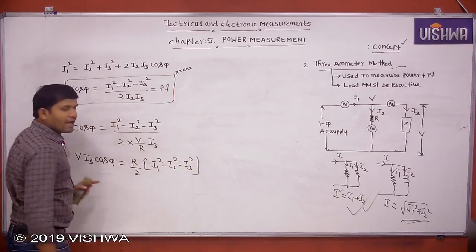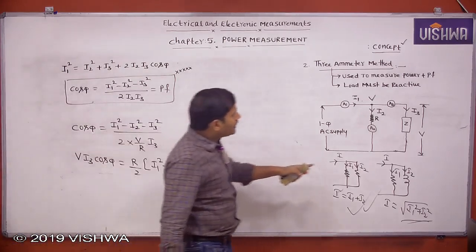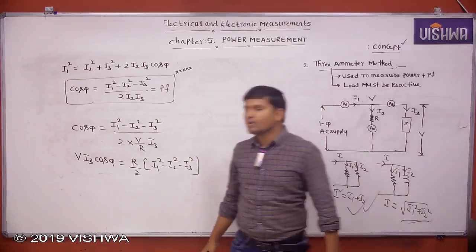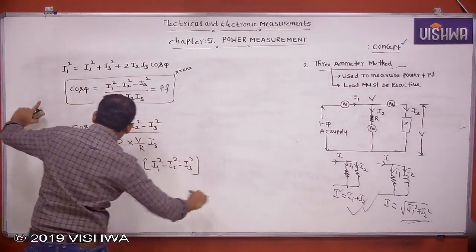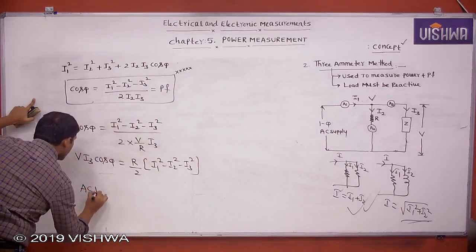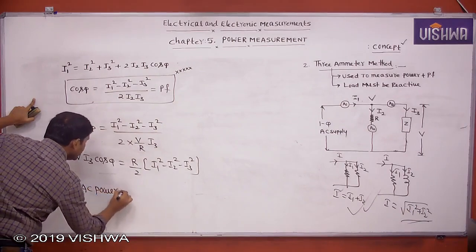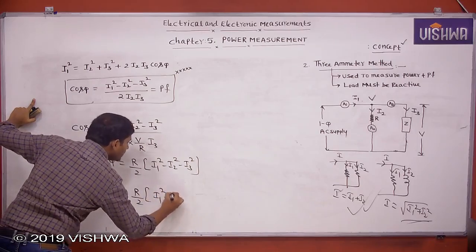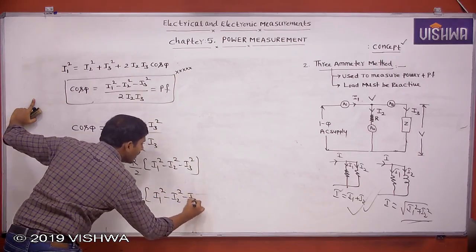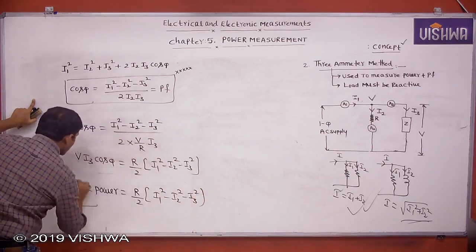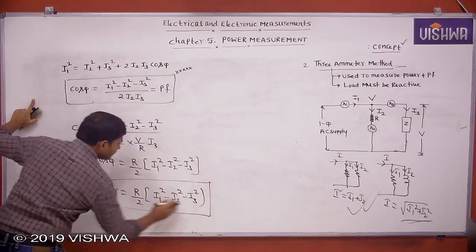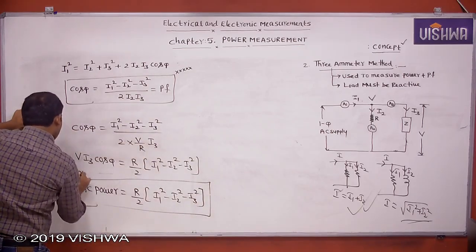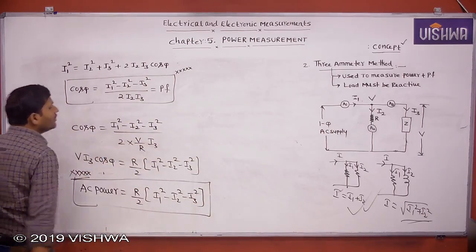What is V I3 cos phi? V is the actual voltage across the load, I3 is the actual current through the load, into power factor gives AC power. Therefore, what is the single phase AC power using the 3 ammeter method? R by 2 into I1 square minus I2 square minus I3 square. Direct formula also we can expect, you be ready to answer. This is AC power measurement using the 3 ammeter method.